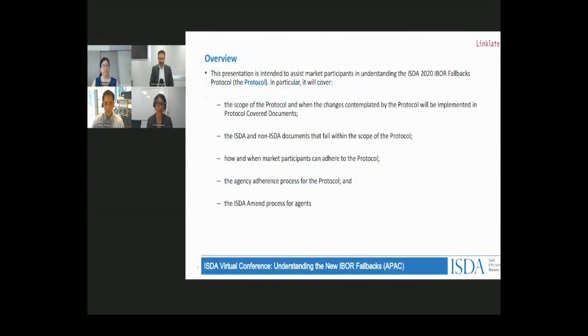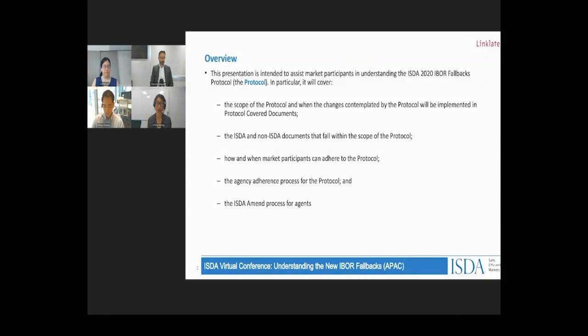So what the session will cover is the scope of the protocol, and when the changes contemplated by the protocol will be implemented in your protocol-covered documents. And then the next thing we'll be looking at is, what are your protocol-covered documents? All of you will be familiar by now with ISDA protocols. The interesting thing to note about the ISDA LIBOR fallbacks protocol is that it's the one protocol that covers non-ISDA documents as well as ISDA documents, and the speakers will be looking at that later on.